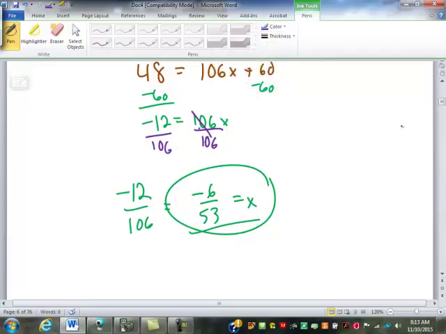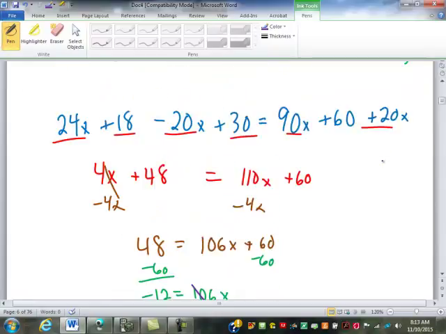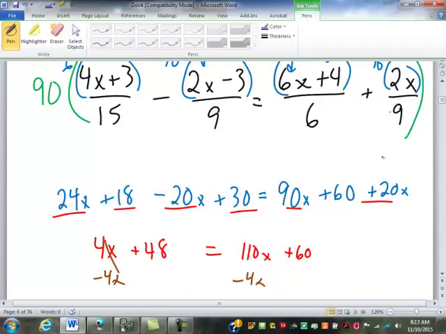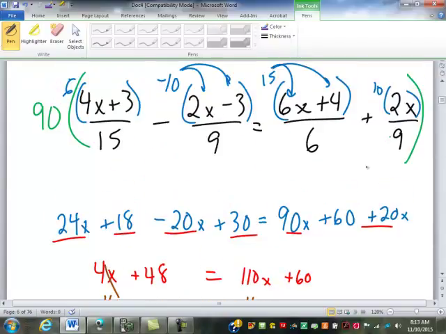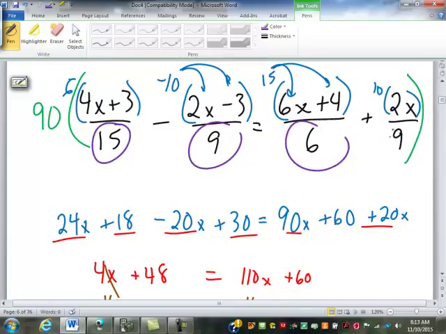Questions? I didn't get that. Did you get... I don't understand how you're finding the least common denominator in doing this. Oh, gotcha. Yeah, 15, 9, 6, right? Right, I know how you find the least common denominator. Get the 90? Yeah. Okay.